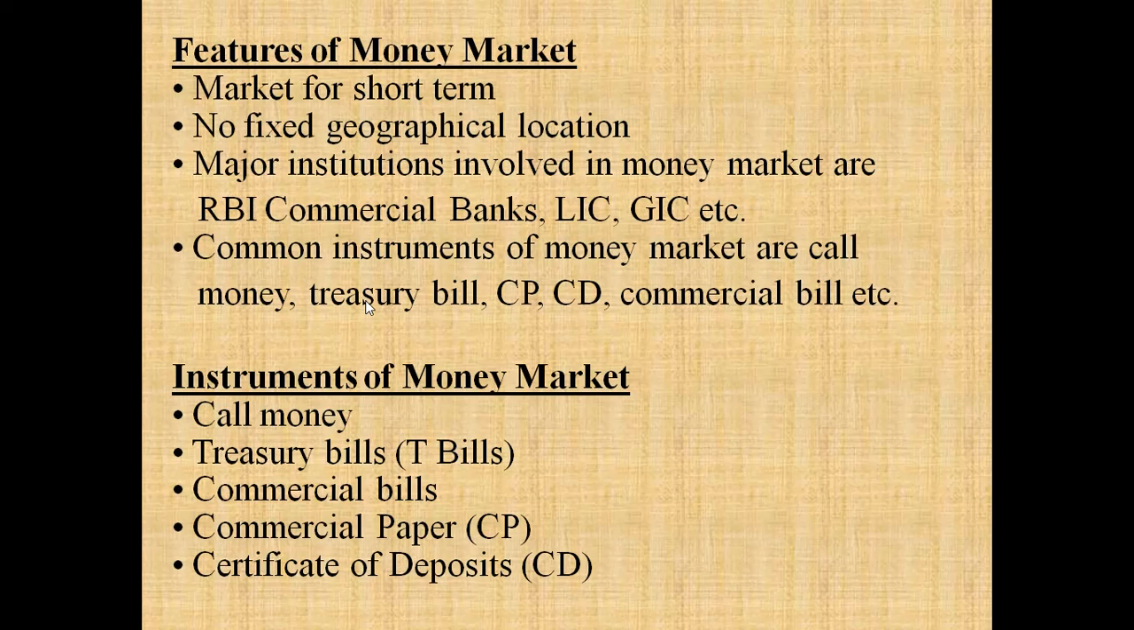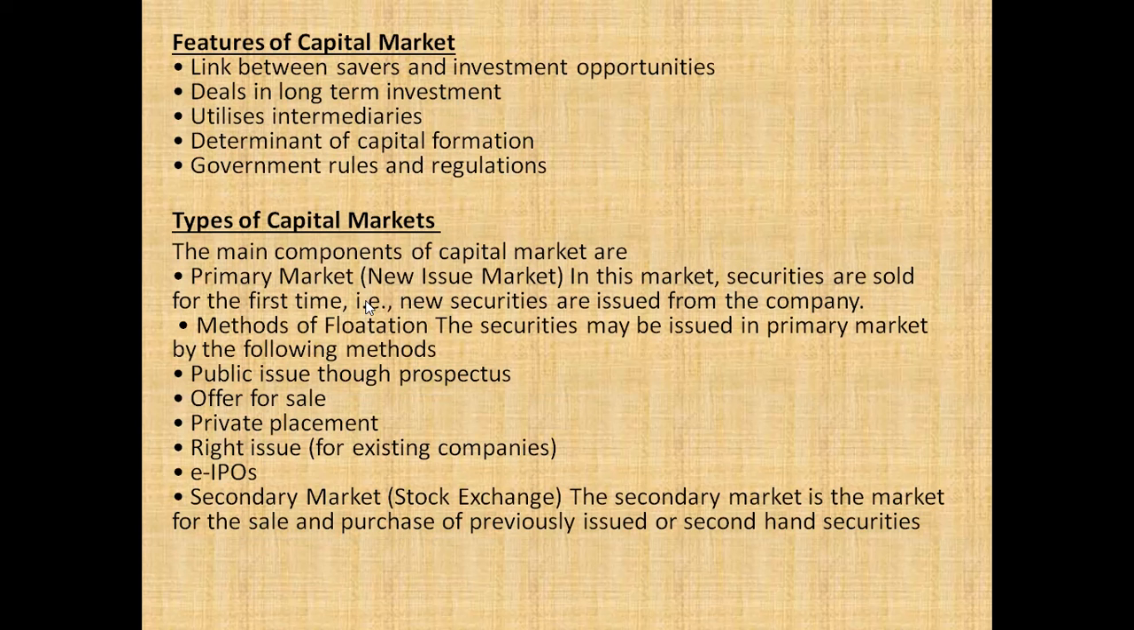Now, treasury bills are actually a kind of promissory note issued by the government, with a guarantee that your money will be paid. Similarly, commercial bills, commercial papers and certificates of deposit are there as instruments of the money market. Now, features of capital market.